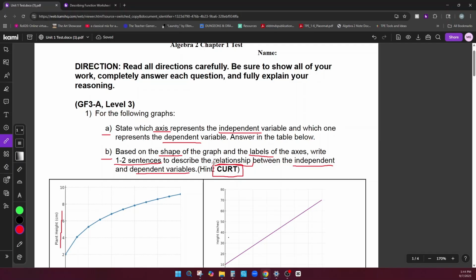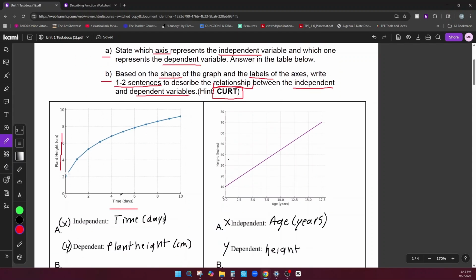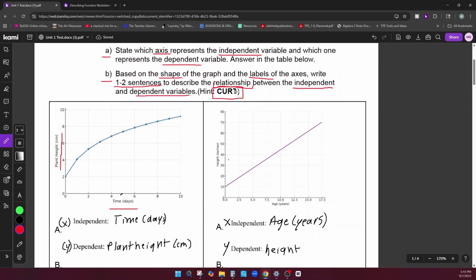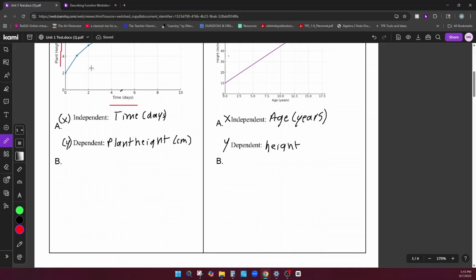So I'm going to be describing the graph in such a way that I'm talking about the relation between the independent and dependent variables. Another way to say that is just what is going on? What is the situation talking about? Because I'm not just given a set of numbers, I'm given labels for my axes, which means this is describing a situation, a real world phenomenon, a real world event. So, what are these graphs talking about? That is what I'm going to answer for part B. My clue is that we're going to use the CURT acronym here to help us organize our information.